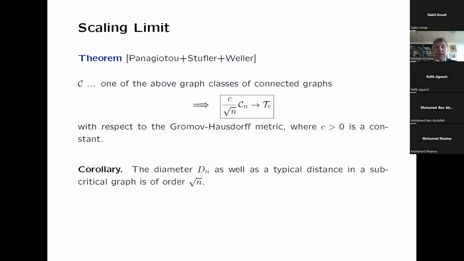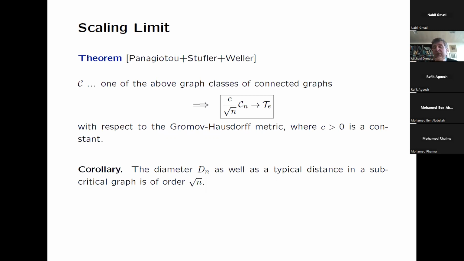So if you have all these graph classes that I mentioned before, including, of course, the trees, and if you scale them by square root n, so of course the distance in a graph is just the minimum number of edges that you need to connect two vertices. But if you scale it by square root n, or a constant divided by square root n, where this constant is properly chosen, then you get, again, a metric space. And since we have a random graph, we have a random metric space.